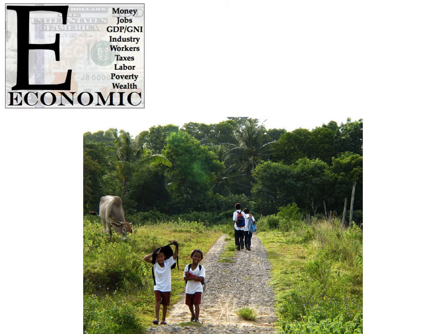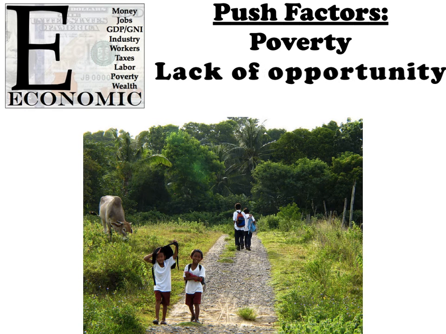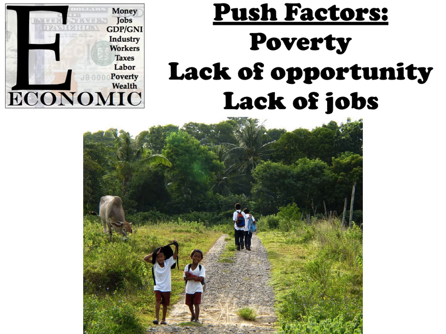The next set of push factors that we're going to look at are economic. So the major push factor at this time with this immigration wave would have been poverty. And you can combine that with lack of opportunity and lack of jobs, especially in rural areas, really caused people to want to migrate in large numbers.